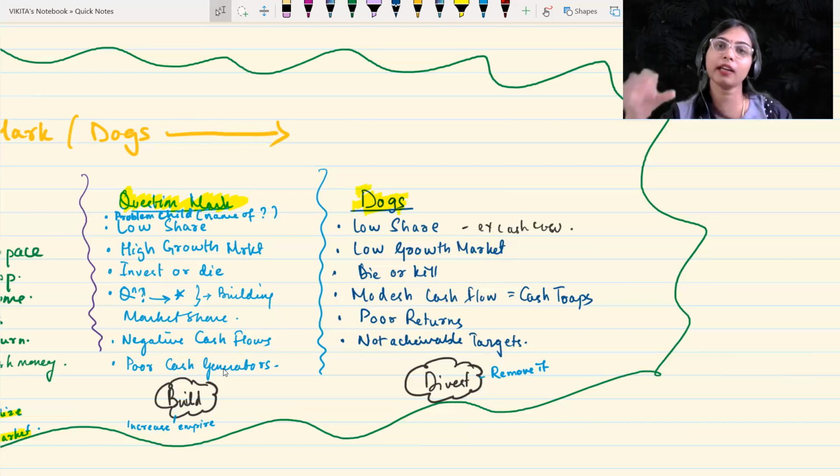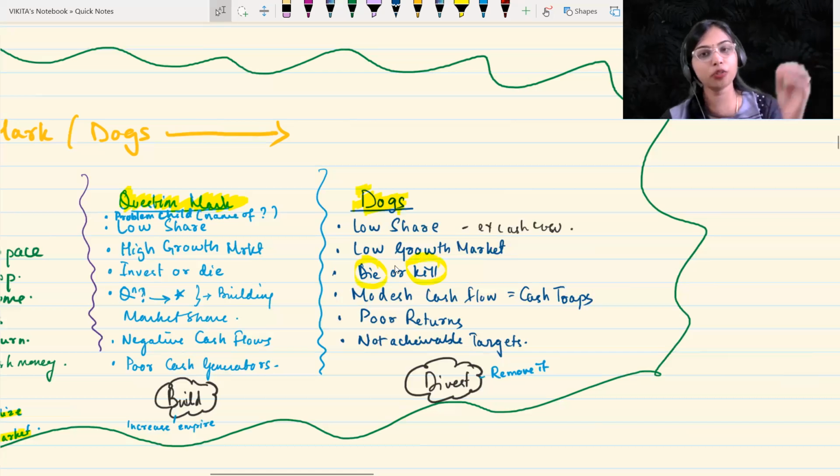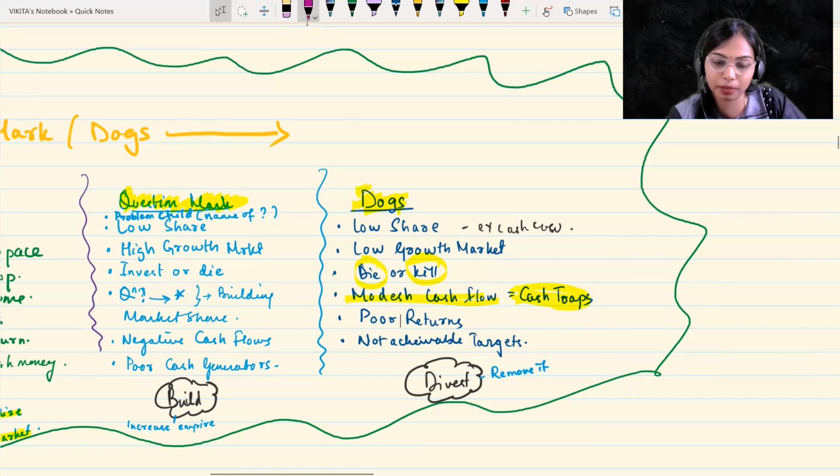They have a low share and low growth, right? So what you have to do, you need to either kill it, totally remove it, or do something else. These are the modest cash flows and also called cash traps. Remember this point. This can be an MCQ.